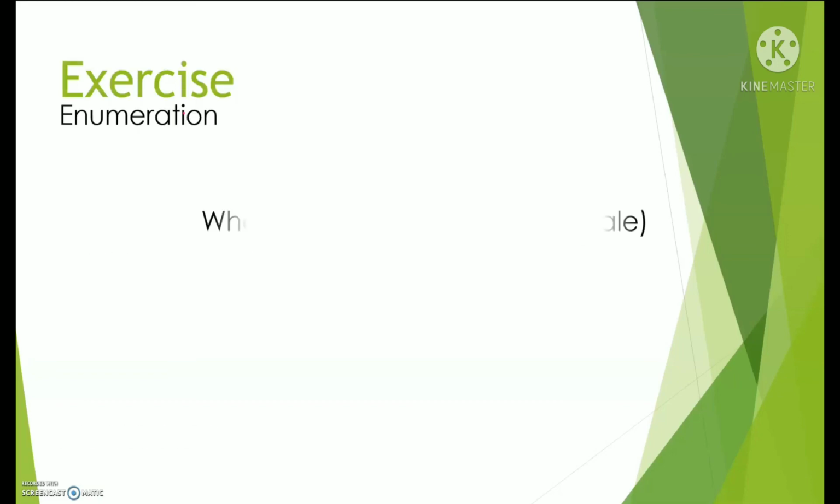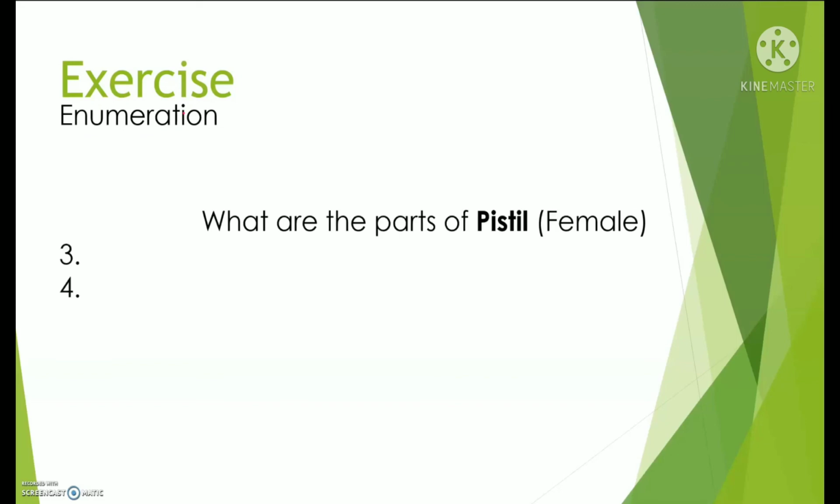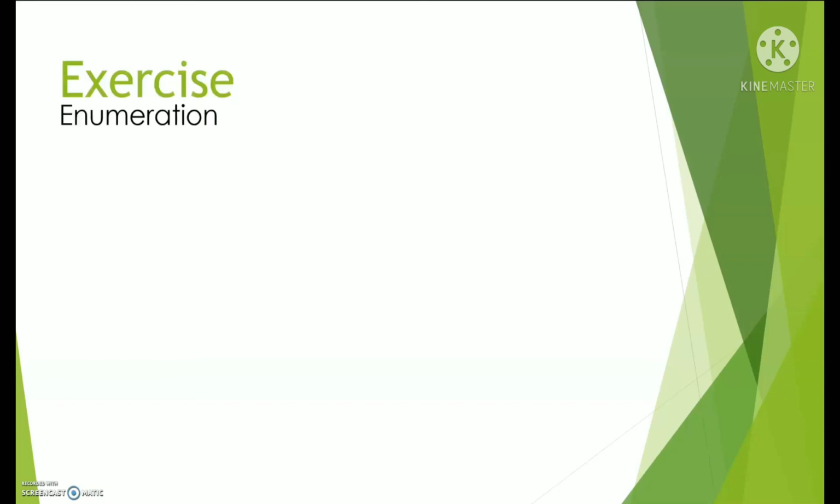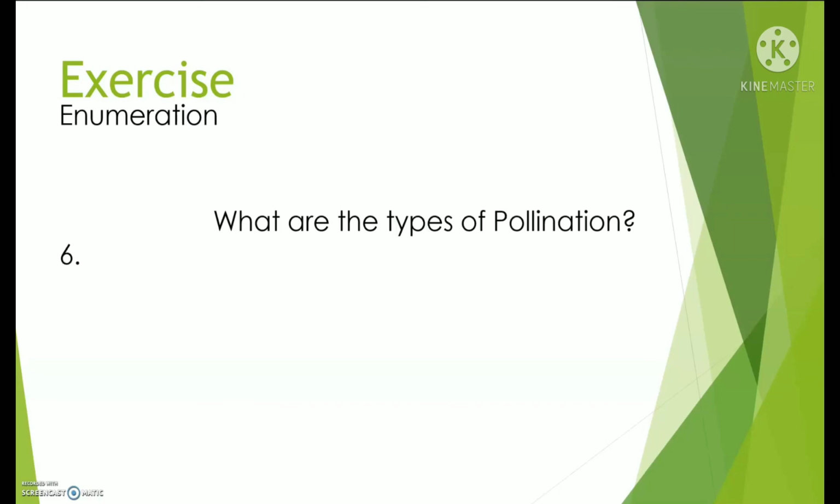Okay, next, enumerate 3, 4, and 5. Enumerate the parts of the pistil or the female part of a plant. What are the parts of the pistil? Okay, next, still enumeration. 6 and 7. What are the types of pollination?